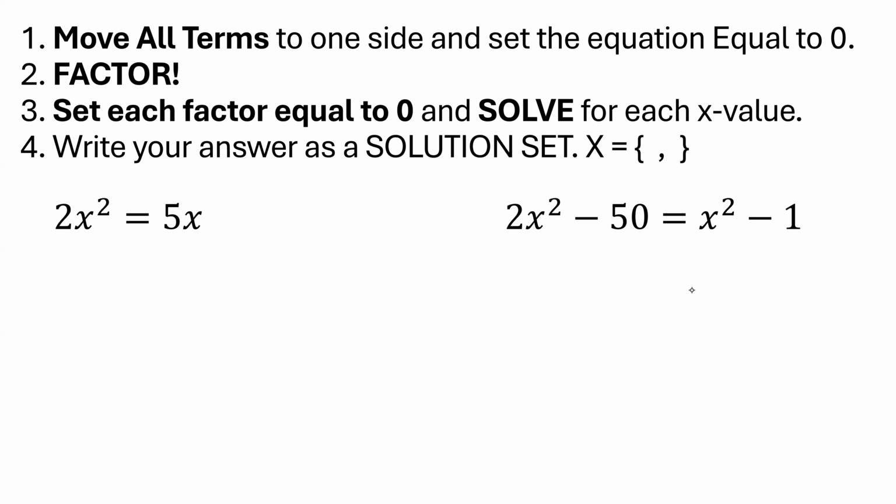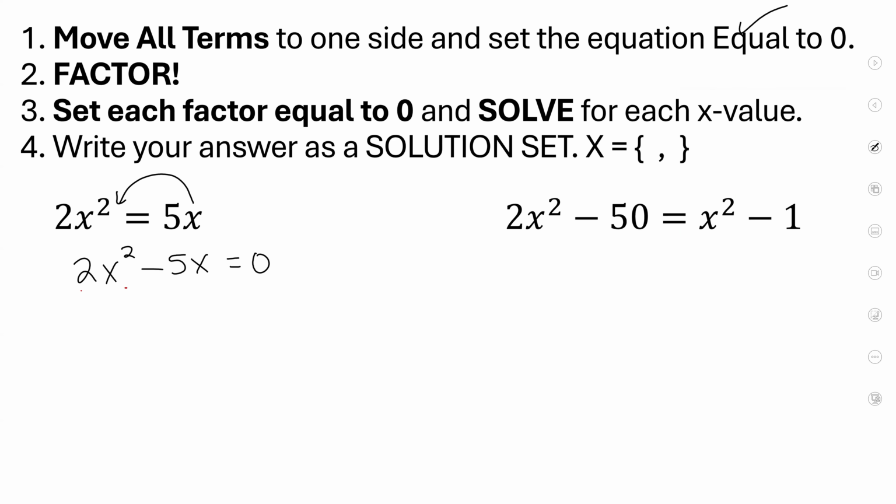The very first step to factoring and solving is to move all the terms to one side of the equation. So I'm going to move this 5x to the other side. So I'll have 2x squared minus 5x equals 0. So that's step one. We just move everything to one side. Now I'm going to factor.